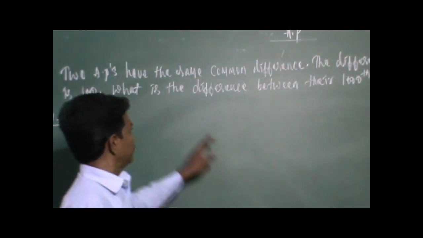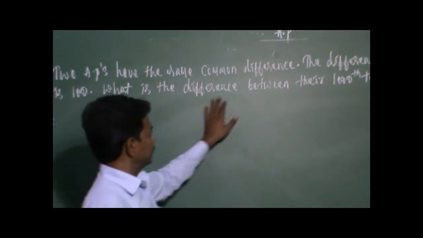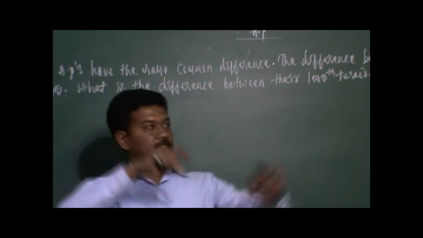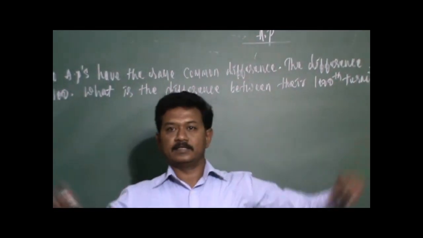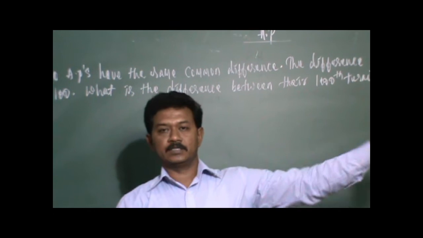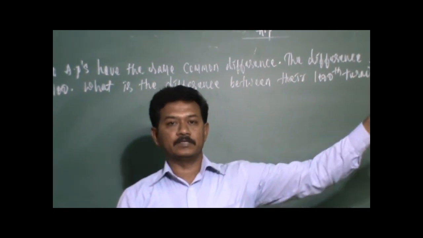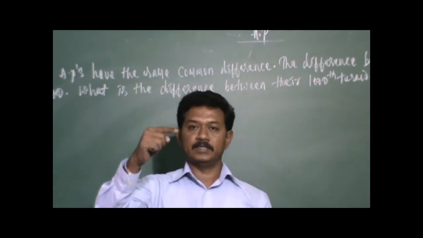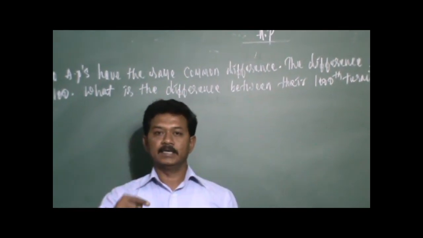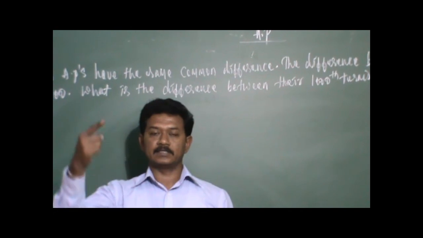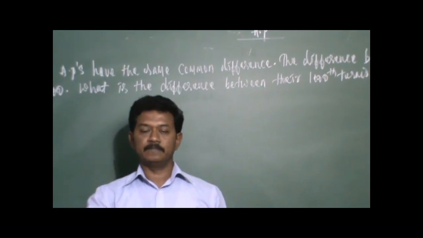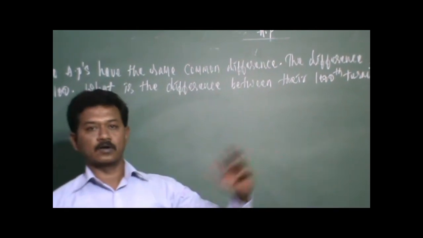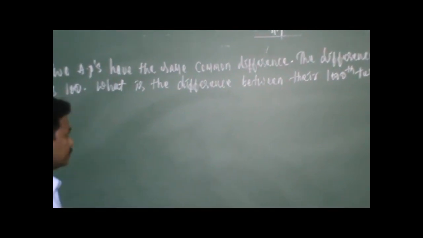Right? So if this is the thing, what is the difference between the 1000th terms? The first AP has a 1000th term somewhere, and the second AP also has a 1000th term further on. So what will be the difference between their 1000th terms? If the difference between the 100th terms of two APs is 100, and they have the same common difference, then find the difference between their 1000th terms. Whether it is the same or not, we have to check.